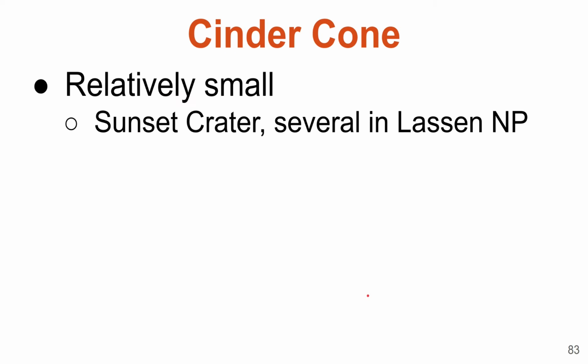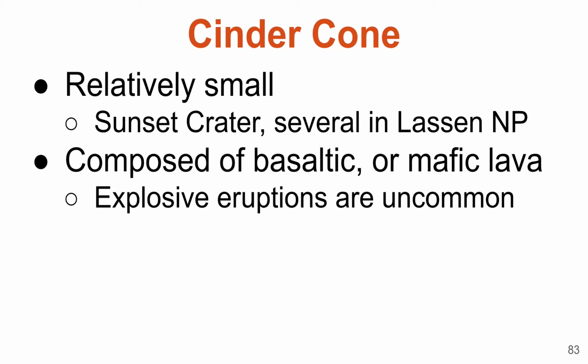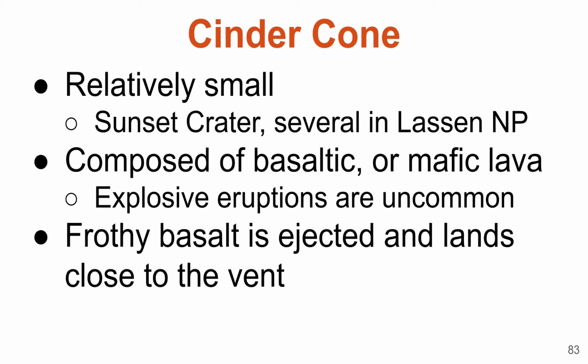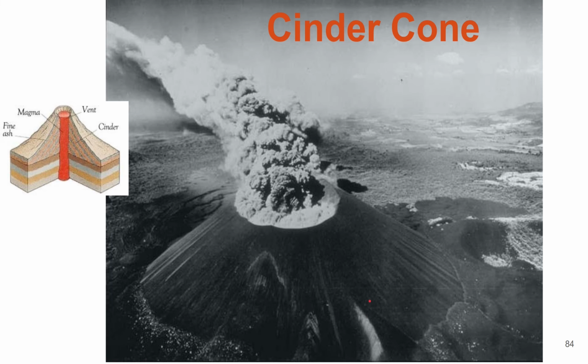Cinder cones, they're small. There's a bunch in Lassen. They're made of basaltic lava. They do not explode. Frothy basalt is ejected and lands close to the vent. So here is a cinder cone. Popocatepetl, I think. I believe this is Mexico, and it just started in some poor farmer's field. Like a crack opened up, and then hot gases came out, and then it started erupting, and it just didn't stop and buried everything that poor guy owned.